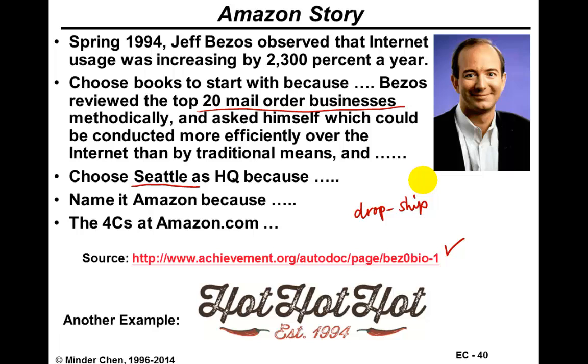They named it Amazon because they want to eventually sell everything, like the Amazon River, which has so many branches, which means Amazon carries different categories of products, not just books. Okay. Think about the 4C that we discussed and see how Amazon embraced this 4C.